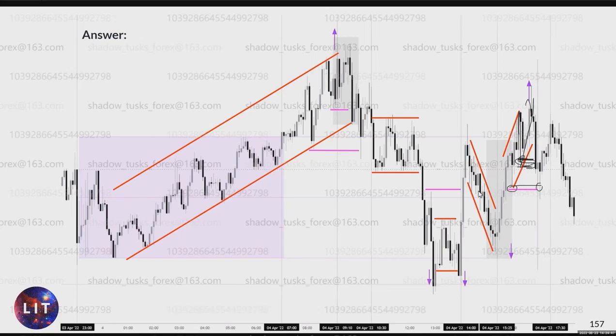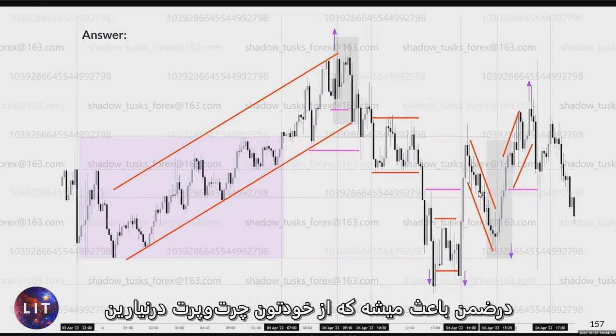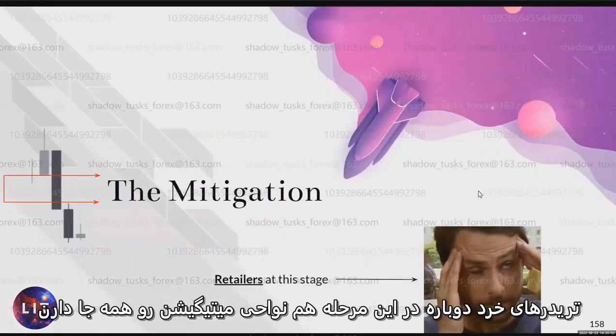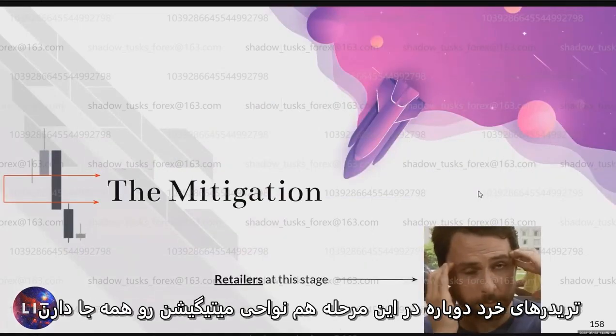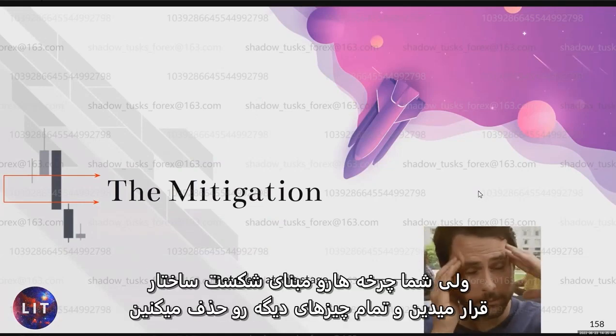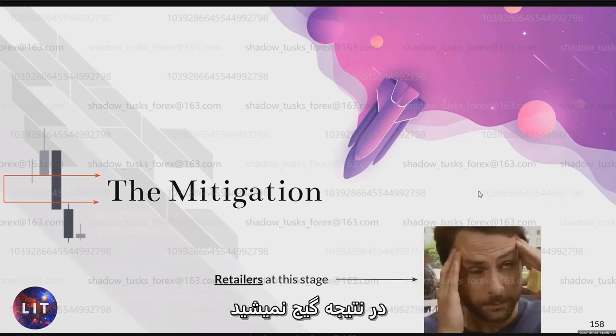And now to put the cherry on top, it should become very clean. What's the next thing? And again, that prevents you from making stuff up, because you literally have to follow these other steps before what now? The mitigation. Again, retailers in this stage, they have mitigation areas everywhere. They have break of structures everywhere. You base it on the cycles and filter out everything else. Okay, so you're not being confused.